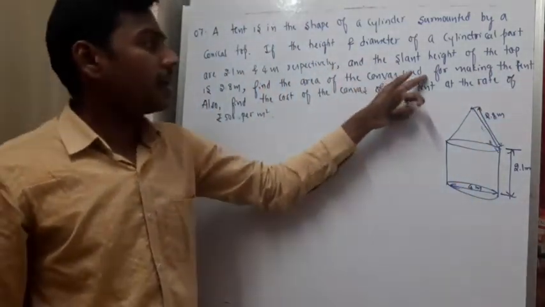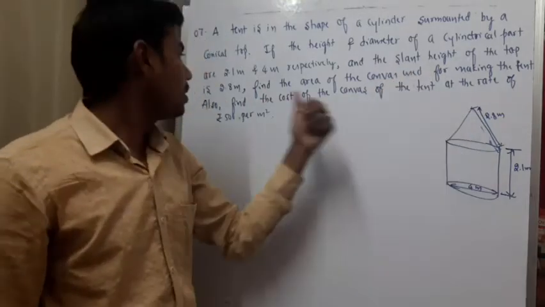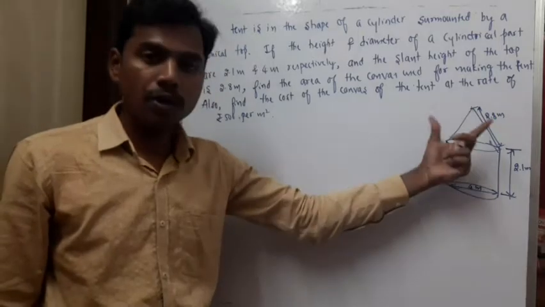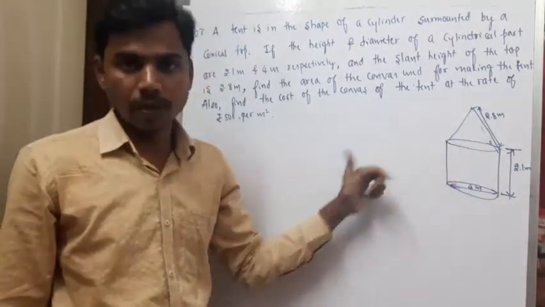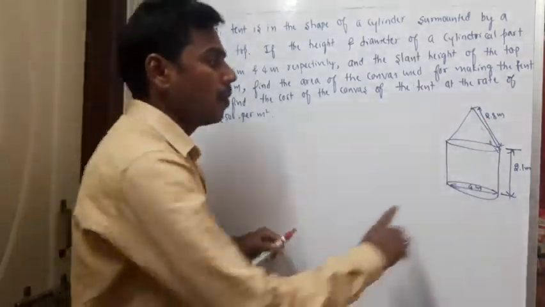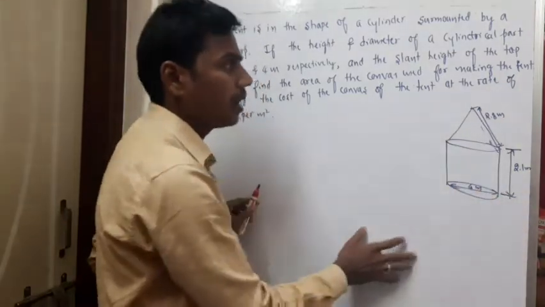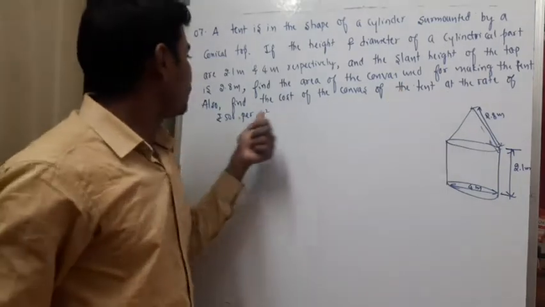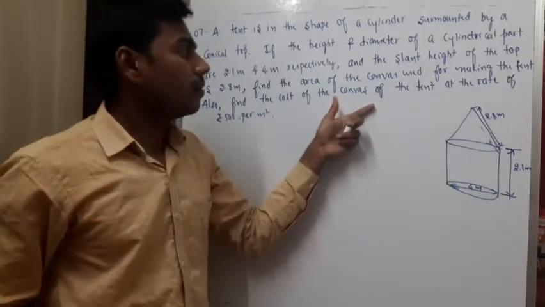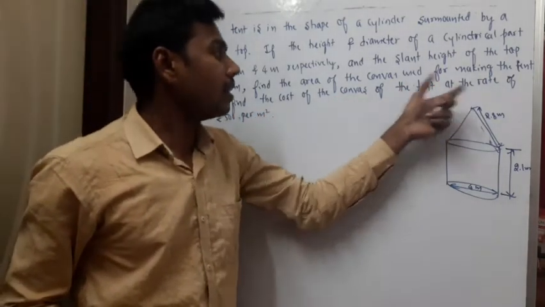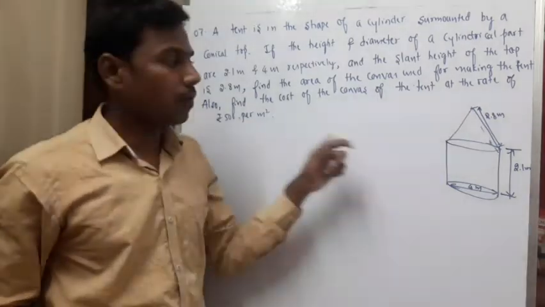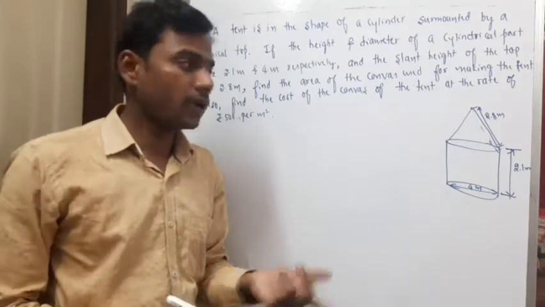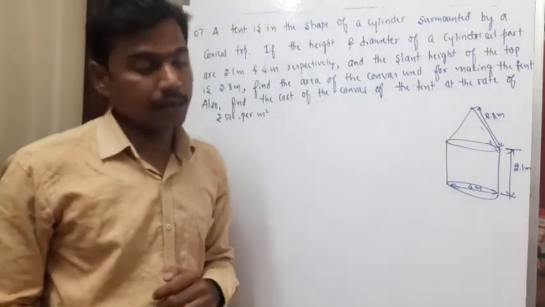Find the area of the canvas used for making the tent. How are we going to put the tent? We are going to make use of canvas. So, whatever canvas is used for making the tent, we need to find that particular area of the canvas, and also find the cost of the canvas for the tent at the rate of 500 per meter square. So, the cost of that canvas per meter square is 500.